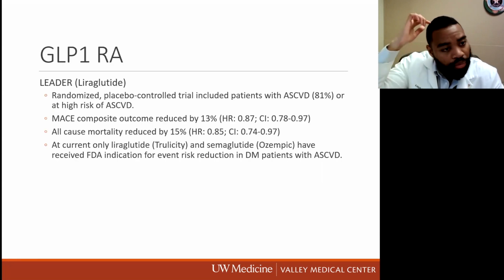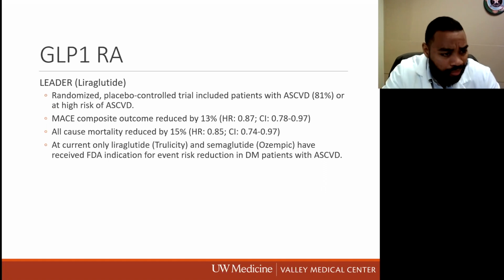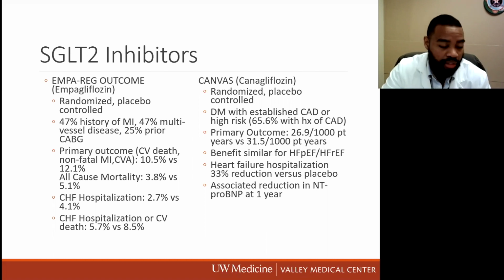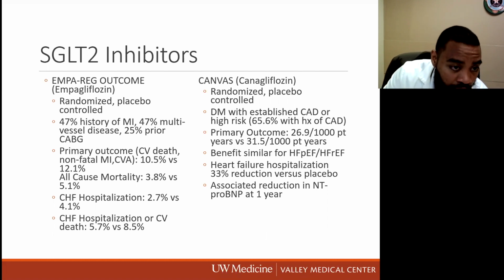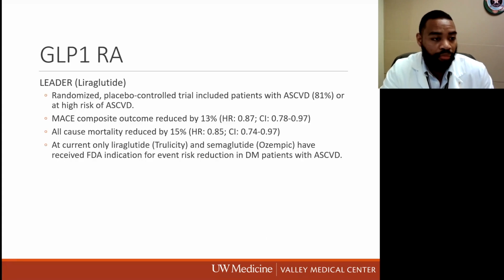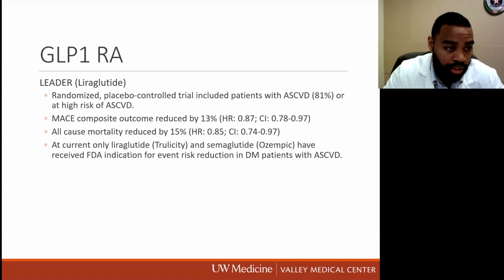So the GLP-1 receptor agonists, these medications are also becoming a little bit more popular. The main issue with this is that they are injectables. They have received FDA indication for risk reduction in diabetes patients with ASCVD. I believe the SGLT2 inhibitors have received FDA indication for patients just with ASCVD alone. So even if the patient doesn't have diabetes, they would benefit from being on a SGLT2 inhibitor.